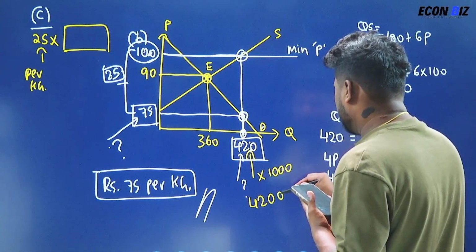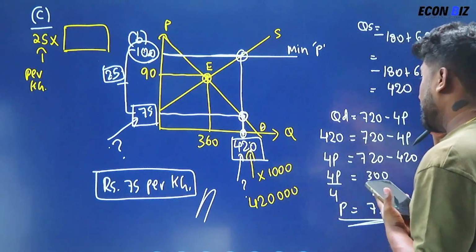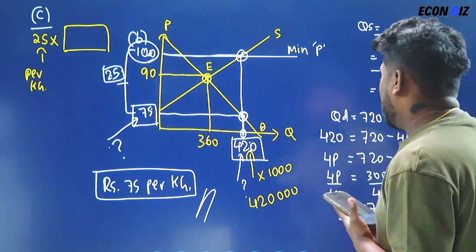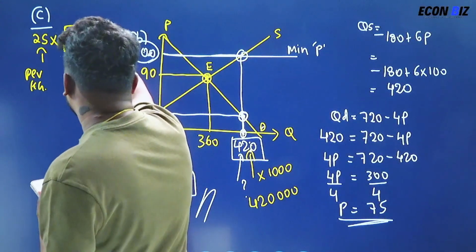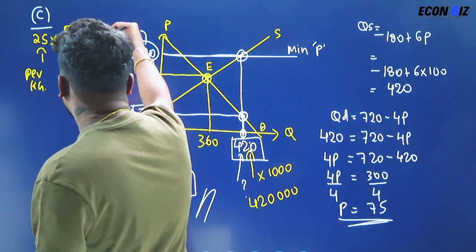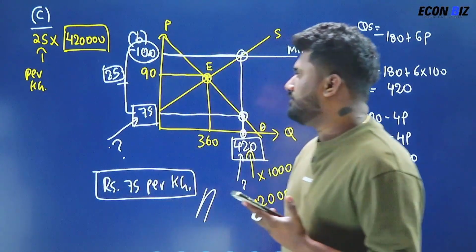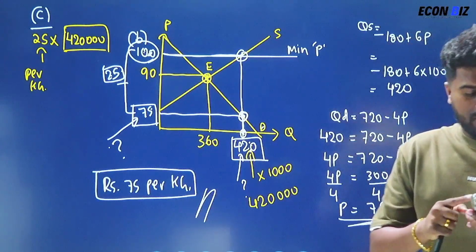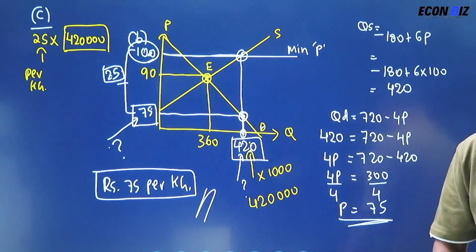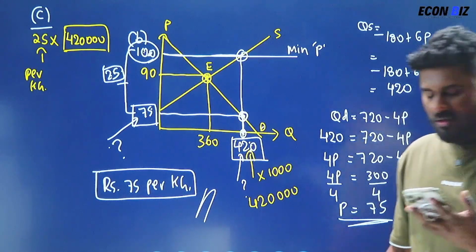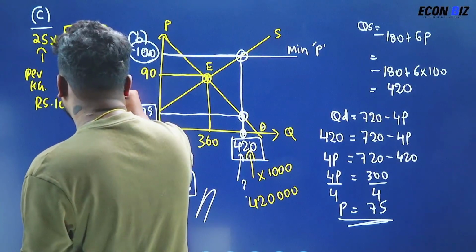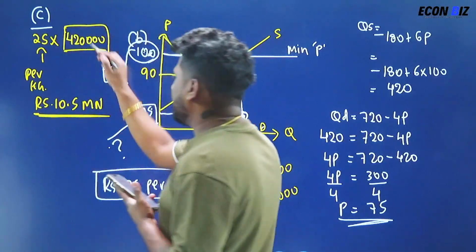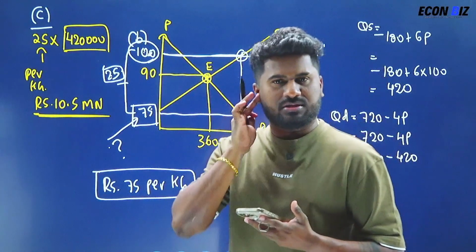420 needs to be multiplied by 1000. Right? 420,000. So this 25 should be multiplied by 420,000. So you are getting an answer of 10.5 million rupees. Exam එකේදී මේක convert කරේ නැත්නම් ඒත් ප්‍රශ්නයක් නැහැ. So you will get marks.